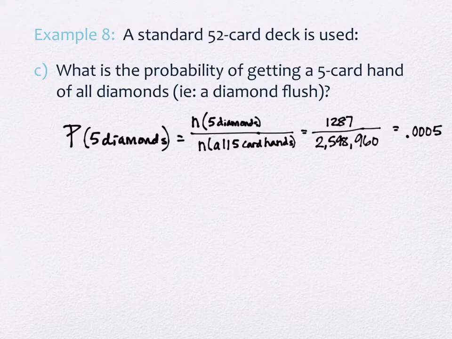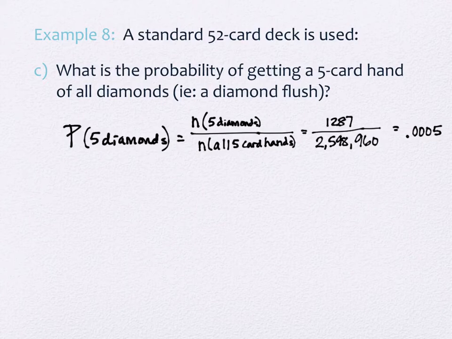If your grade in the class were off by 0.05%, you would be just like, seriously, you're not going to give me that letter grade, right? Like, it's that close. It's so close, right? It's a very, very small number. The hand of all diamonds is rare, right? It really is very, very rare. That's what that's telling you.